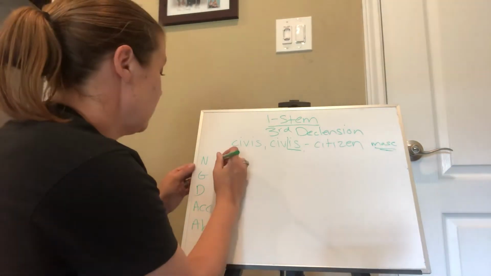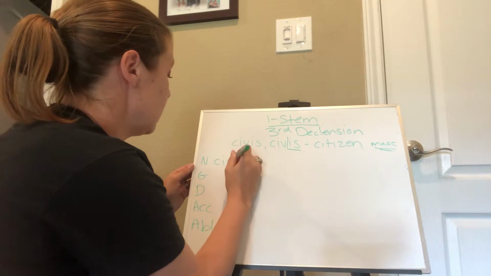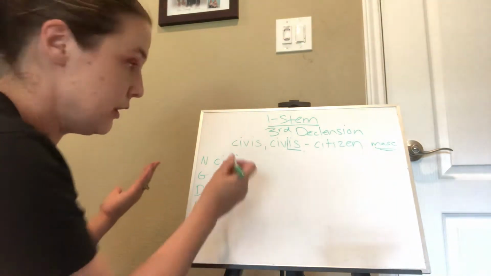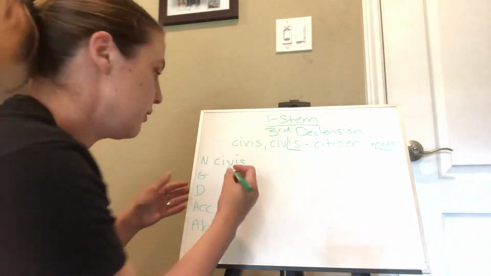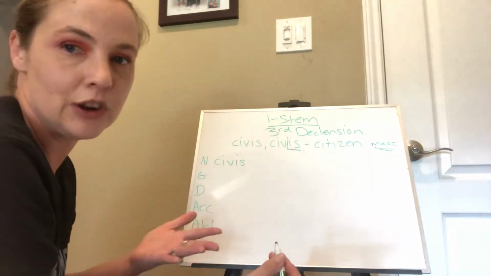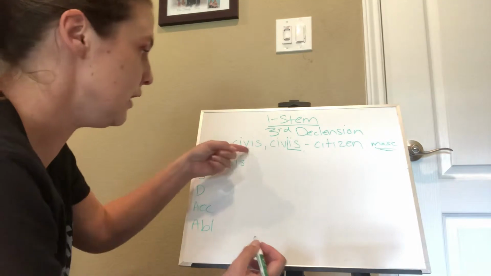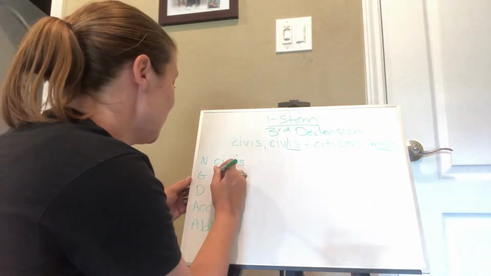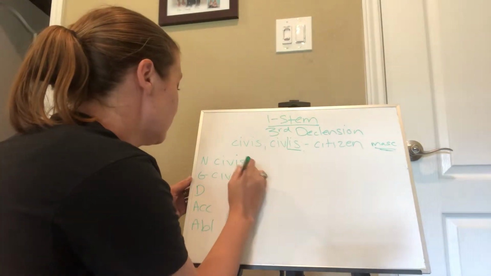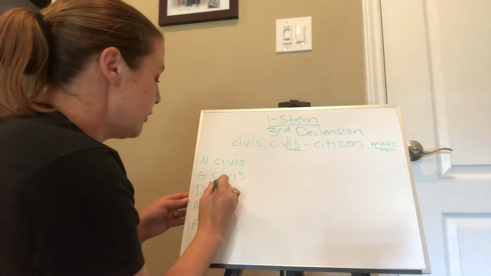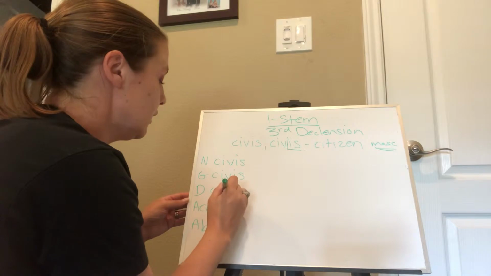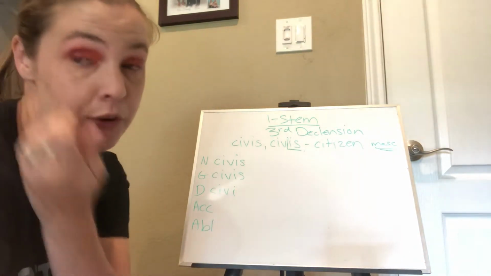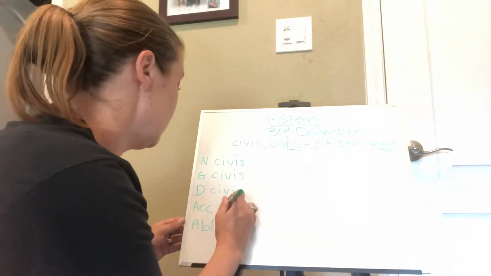Okay, so here we go. Civis, we know it's going to be nominative. We know this is the nominative because it's given to us. Hopefully you've been watching this enough to know that these two are given to you, so just copy them down. So civis, civis. This one is going to be, if you remember correctly, civi. Remember, the I is your ending for your dative singular.